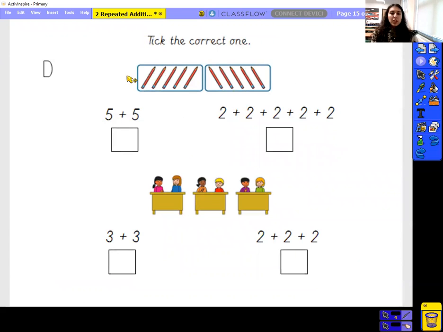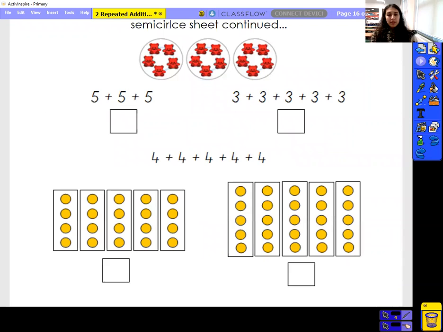The semicircle sheet then, you have got a representation here. I can see that I have got 2 groups, 1, 2, and inside each group I've got 1, 2, 3, 4, 5. So I've got 2 groups of 5. So I could say that I've got 5 and 5. So which repeated addition shows me that I've got 5 and 5? And then you need to tick it, and then do the same for the rest of the questions on the semicircle sheet, which is continued here.